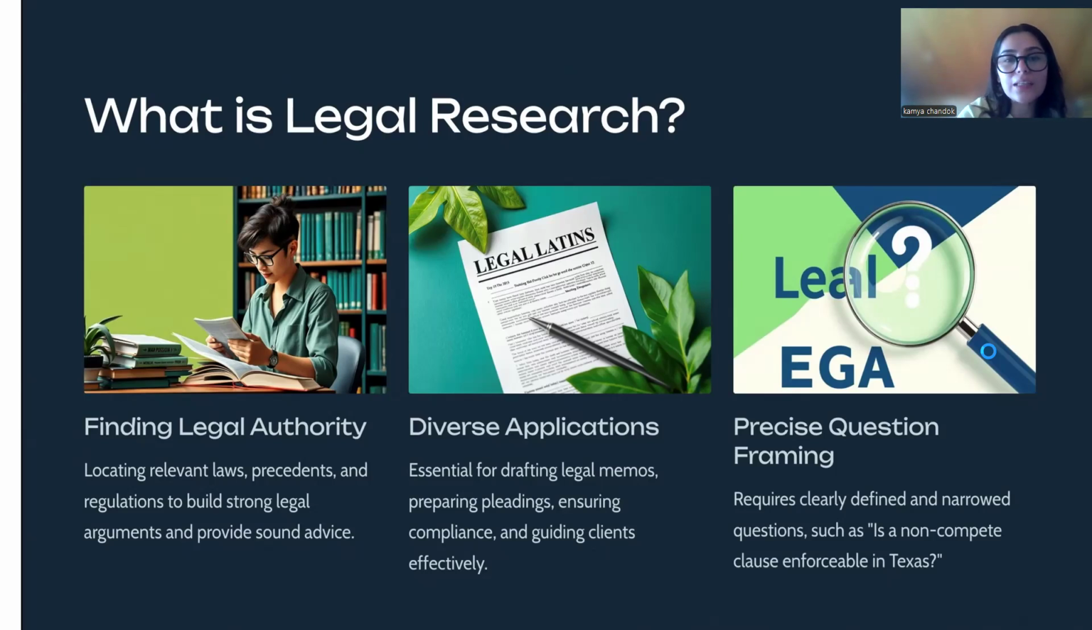Thirdly, it is about precise question framing. In legal research, you must define the legal questions very clearly. A vague question often leads to irrelevant results. For example, instead of just searching non-compete, a precise query would be: is a 2-year non-compete clause in an employment contract enforceable in Texas under the current case law? That is a much more precise question, right? What this precision does is it saves your time, and at the same time, it ensures that your research is legally relevant.